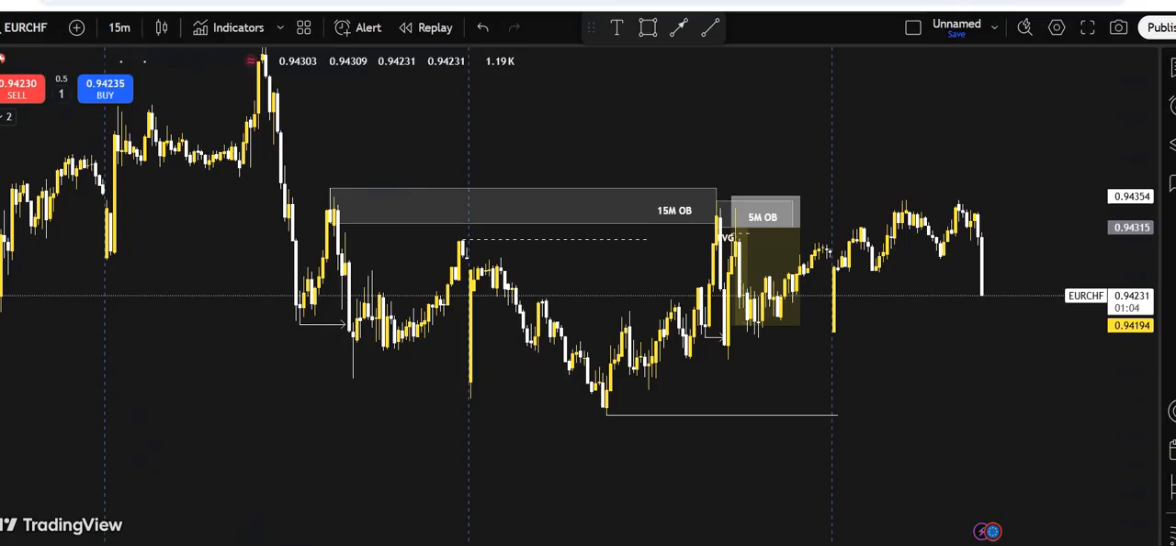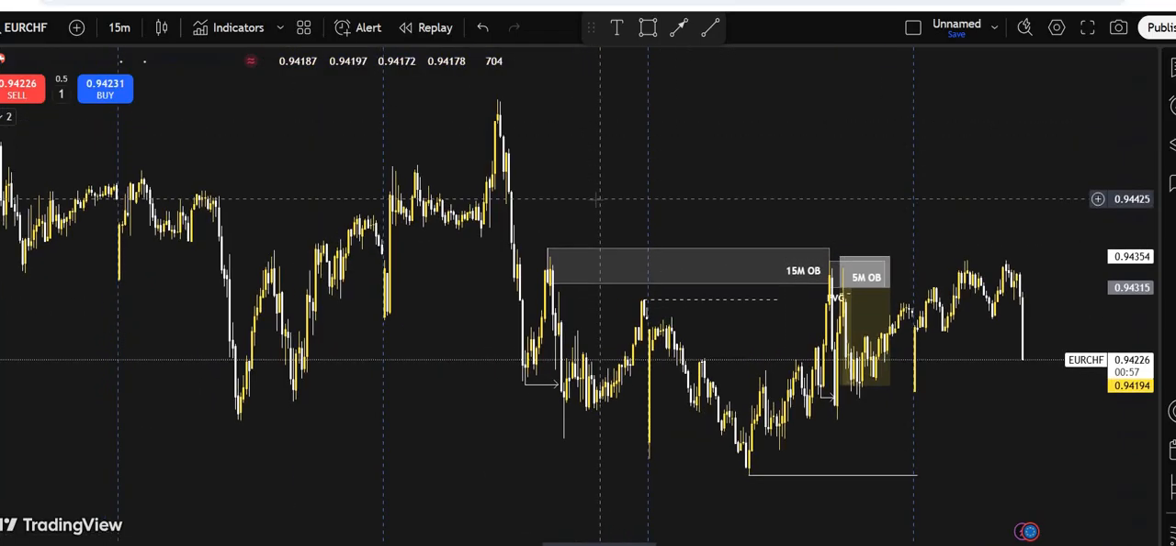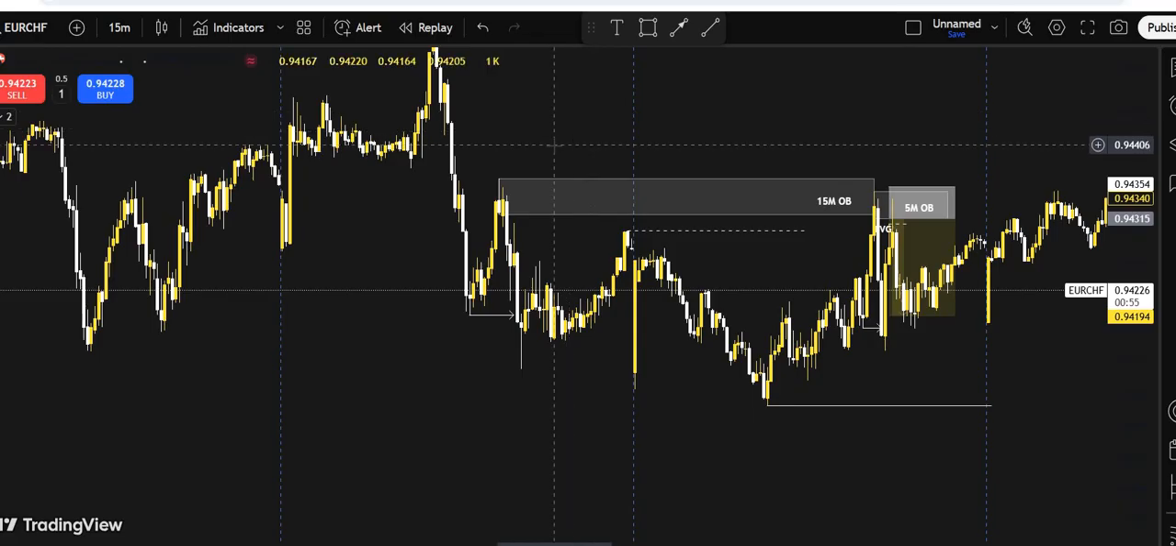Hello guys, this is a trade I want us to analyze. We took it yesterday, during the New York session. I started from the 15 minutes time frame.